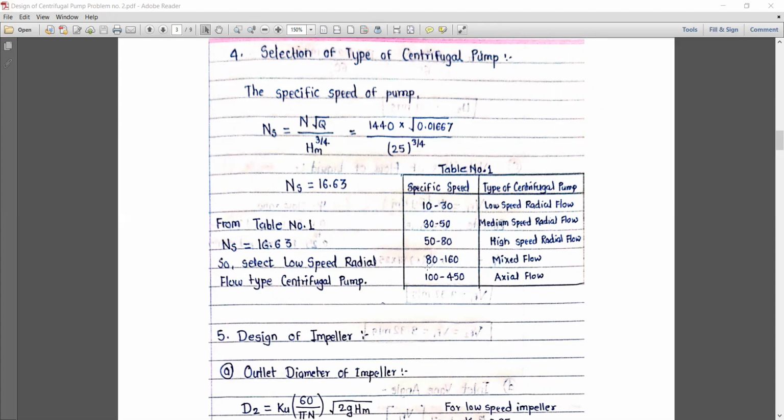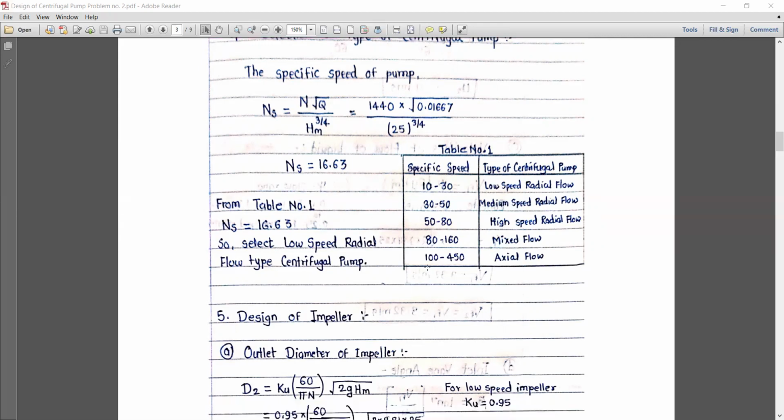Now refer to table number 1. Based on the specific speed, the type of centrifugal pump is given. If it is between 10 to 30, you can select the low speed radial flow type of centrifugal pump. If it is between 30 to 50, medium speed radial flow type. If it is between 50 to 80, it is high speed radial flow type of pump. If it is between 80 to 160, you can use mixed flow type. And if it is between 100 to 450, you have to use axial flow type of centrifugal pump. Here the value of Ns lies between 10 to 30, so we are using low speed radial flow type of centrifugal pump. In this way you can select the type of centrifugal pump.